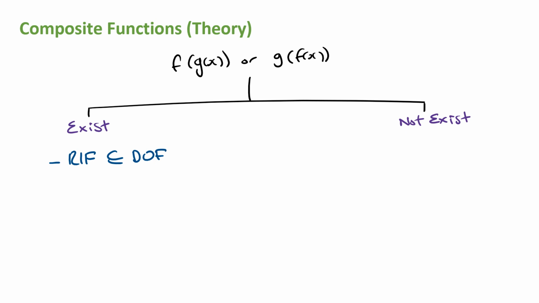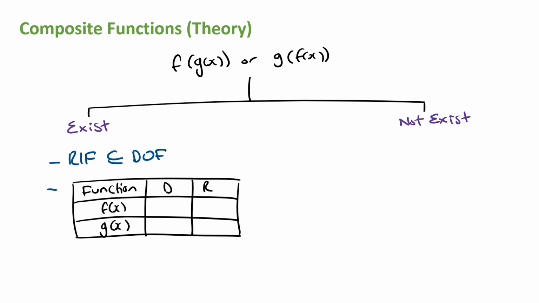To check if the composite function exists, you need to draw a table and write down the domain and range of each of the functions, both the inner function and the outer function. And then reading from the table, if the range of the inner function is equal to or a subset of the domain of the outer function, then we can say that the composite function exists. The domain of this composite function is then going to equal the domain of the inner function.